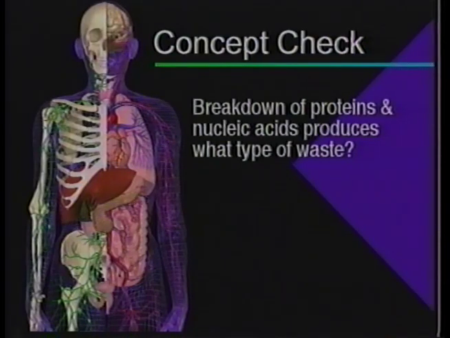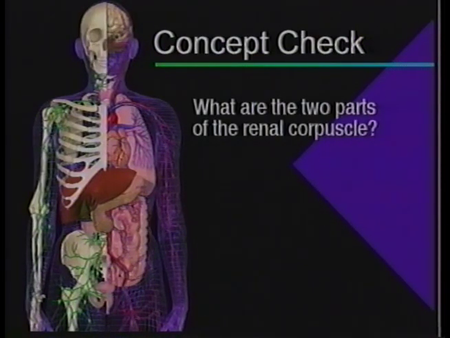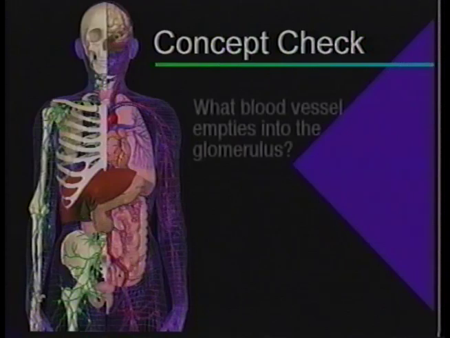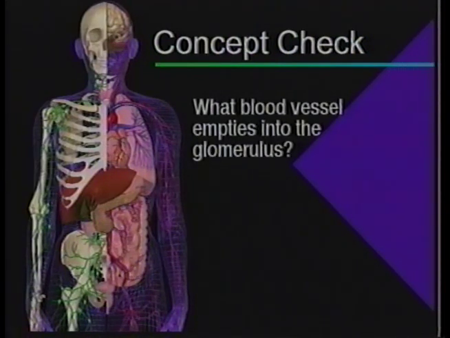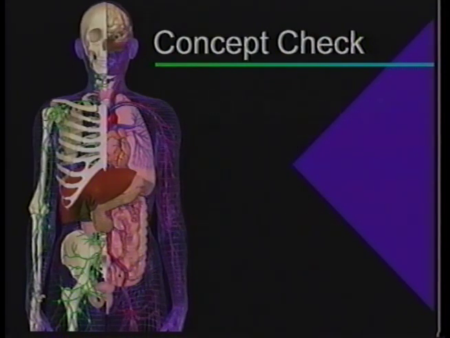Breakdown of proteins and nucleic acids produces what type of waste? What are the 2 parts of the renal corpuscle? What blood vessel empties into the glomerulus? What is the vasa recta?